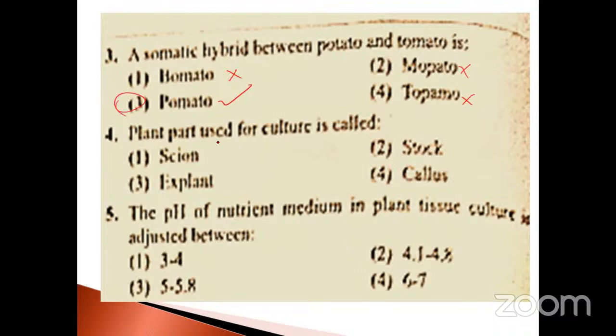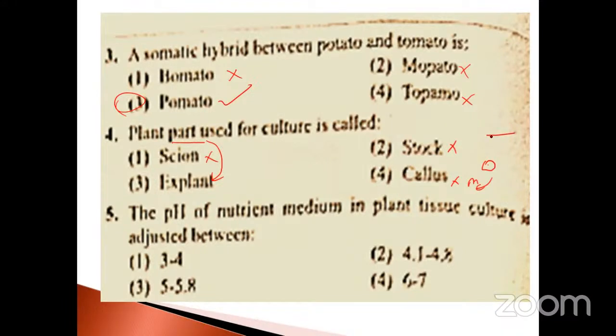The plant part used for culture is called as which one? Plant part means it is an explant, not scion, not stock, not callus. Callus is a mass of cells produced from a single cell. That is callus. What is my scion? What is my stock? Okay, we will study these things.